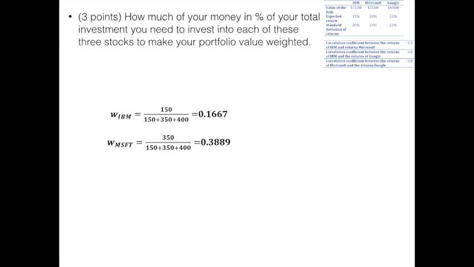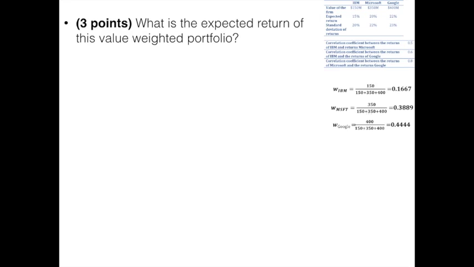In Microsoft stock, you would invest 38.89%. In Google stock, you would invest 44.44%. So these are your weights. Then I would ask you, okay, calculate the expected return of this value-weighted portfolio. So how do you calculate the return of any portfolio of 3 stocks? Well, it will be just the weighted average. So what are the weights here? The weights you have calculated in the previous step.